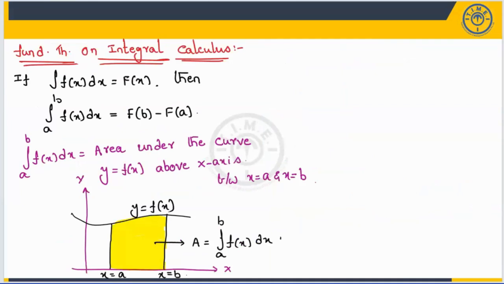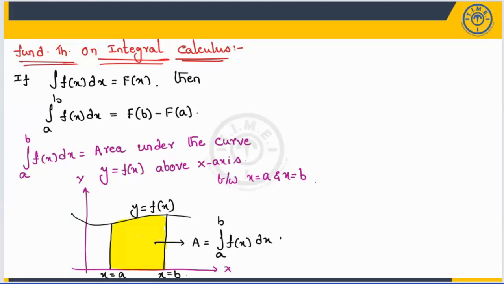Whenever we write integral from a to b f of x dx, that always represents the area under the curve y equals f of x above the x-axis between the lines x equals a and x equals b. Say this is the curve y equals f of x; the yellow shaded area between the lines x equals a and x equals b is given by integral from a to b f of x dx.